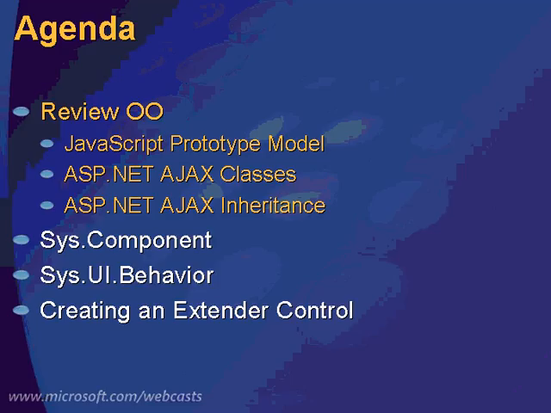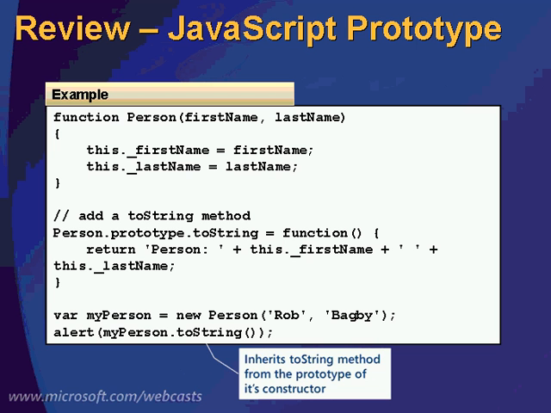The reason why I do this is because we can't really talk about behaviors until we understand fully, first of all, how JavaScript works and how the prototype architecture within JavaScript works, and then beyond that, how classes and inheritance in the ASP.NET Ajax libraries work. Those classes build upon the JavaScript prototype model. So we're going to start at the beginning and walk through this. We'll do a couple quick samples, and then we'll jump on into behaviors.